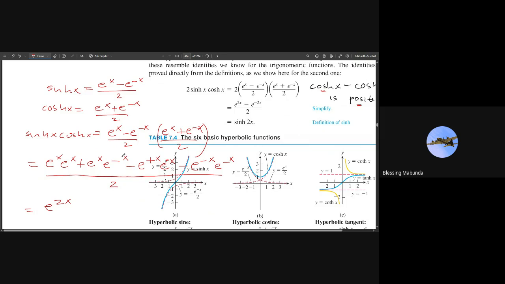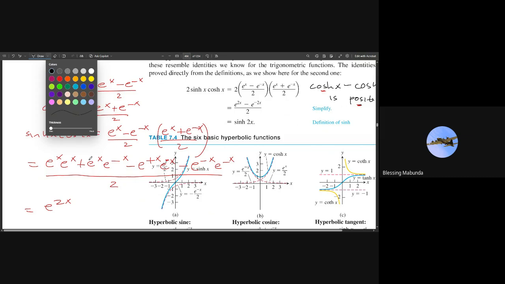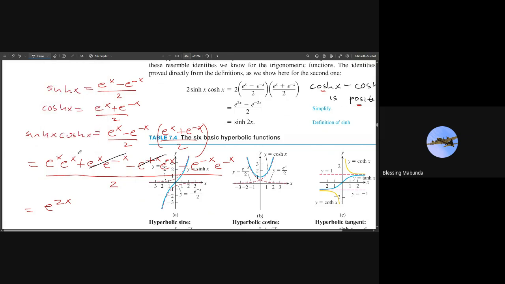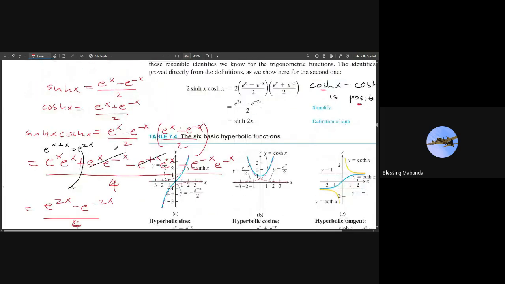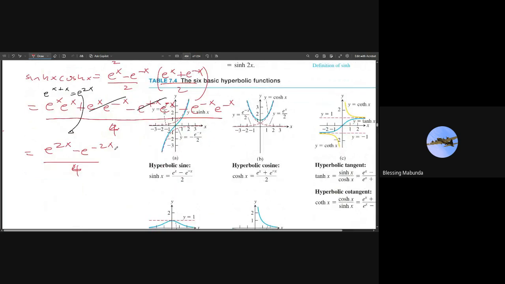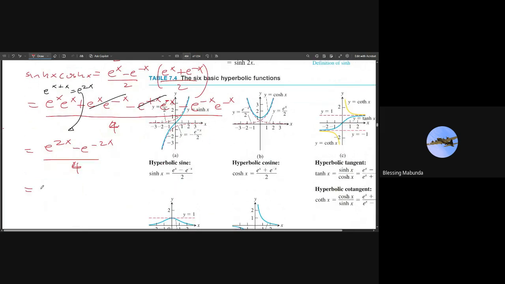Okay. And then from there, these two terms are going to cancel out. When you apply your laws of exponents here, you're simply going to have e to the x to the exponent x plus x, which is e to the 2x. And that's what we have here. And then for the last one, that is going to be minus e to the minus 2x divided by 2, which is what we presented here. So this is 4 here, not 2. That is 4.